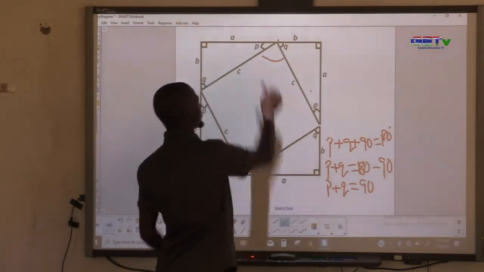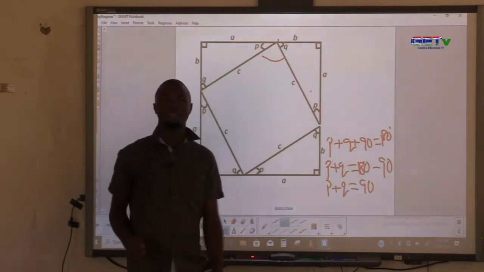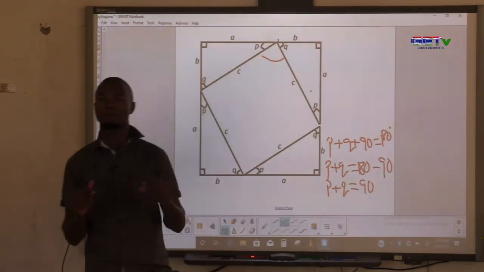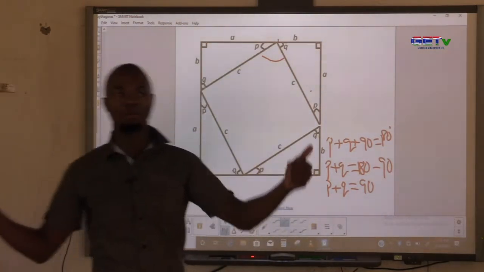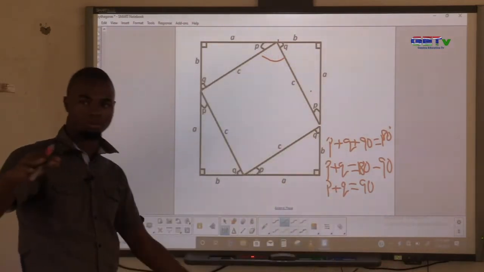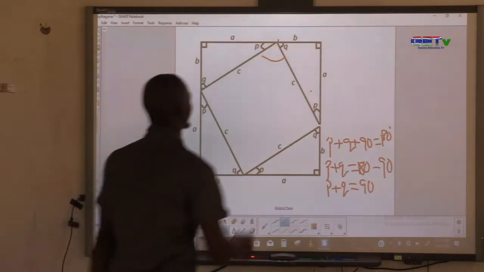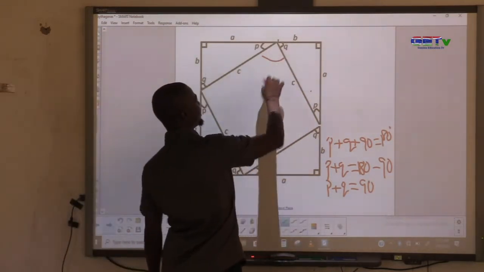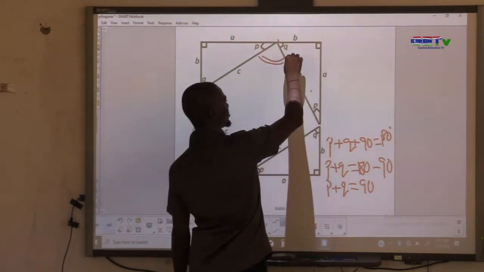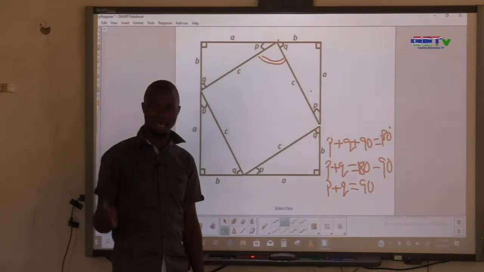What we'll do, we add this angle plus this angle inside plus the angle here. It should give us 180. How will it give us 180? Straight line angle. Straight line angles are 180. And knowing that P plus Q is 90, definitely this angle here should give you 90, and it is going to be a right angle.